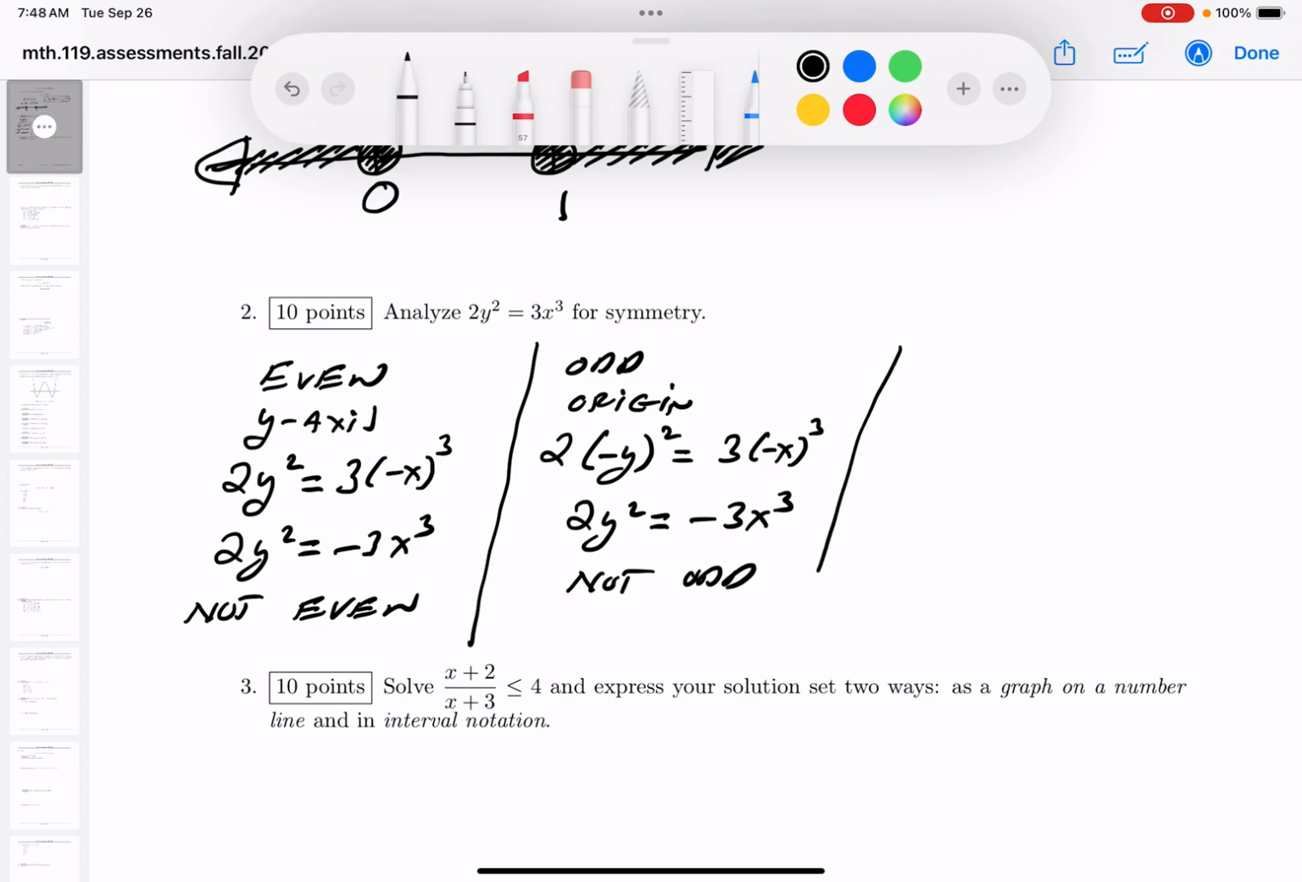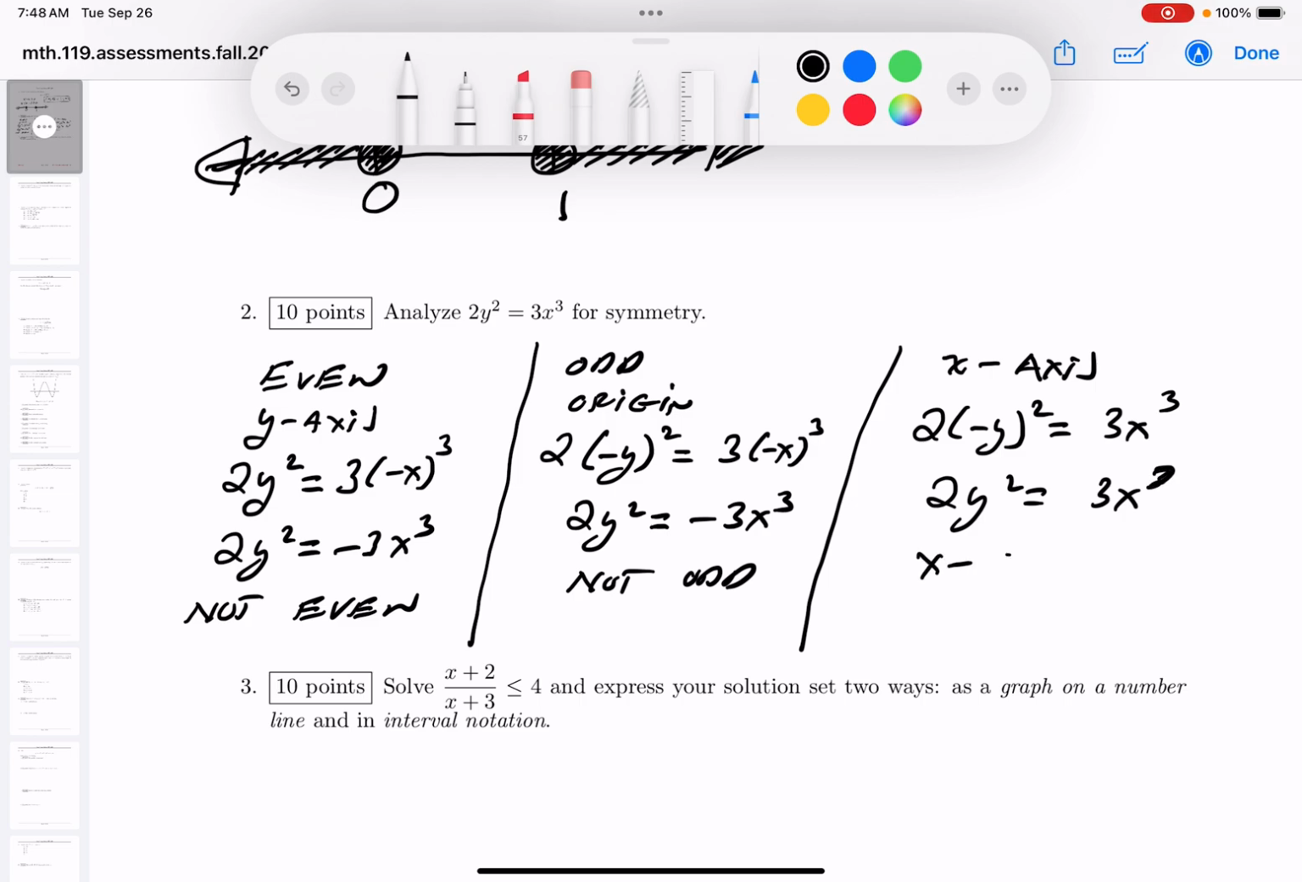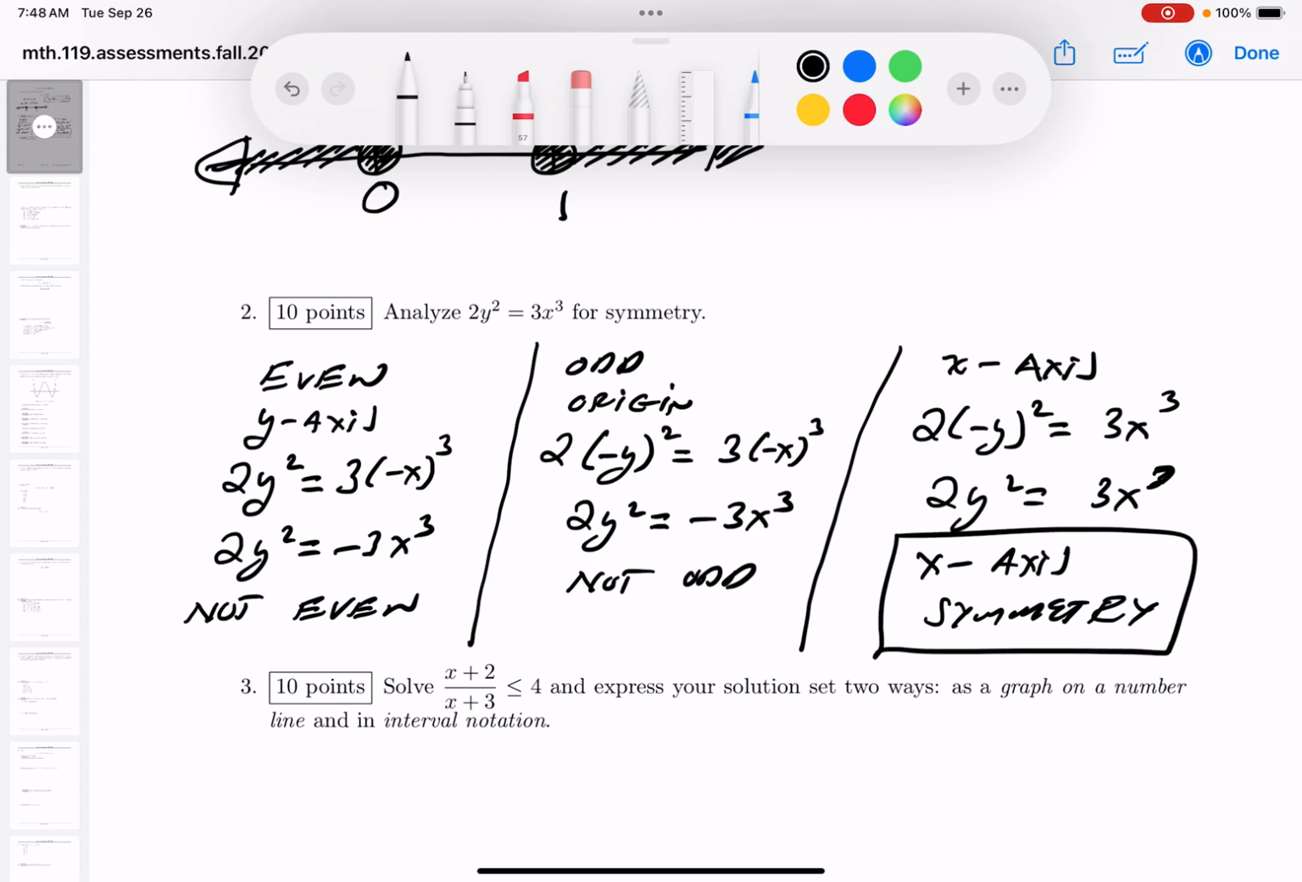What's the last one? It's x-axis symmetry. What do you do there? Replace y by minus y and see what happens. What do you get there? 2y squared equals 3x cubed. That's the same thing, by the way. So therefore, it is x-axis symmetry. I'll put a circle in it or a box on it saying I'm done with that question.